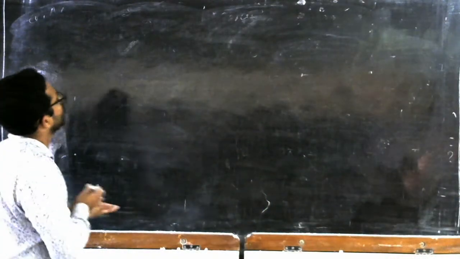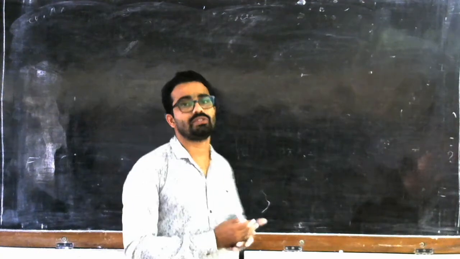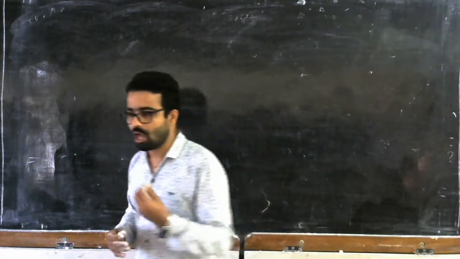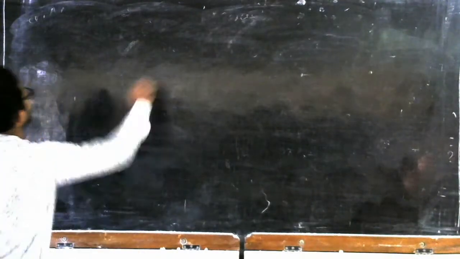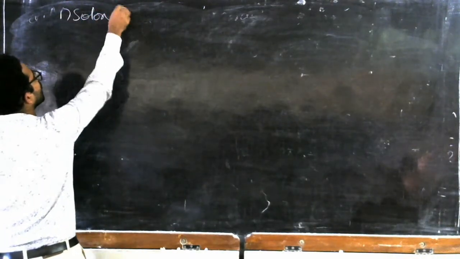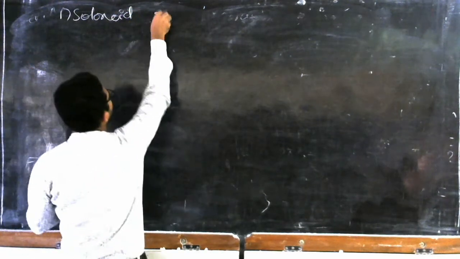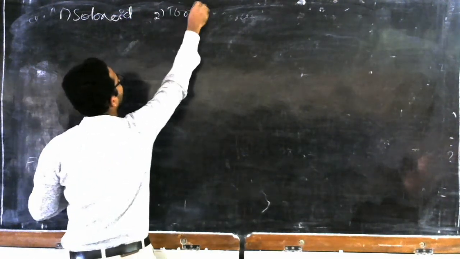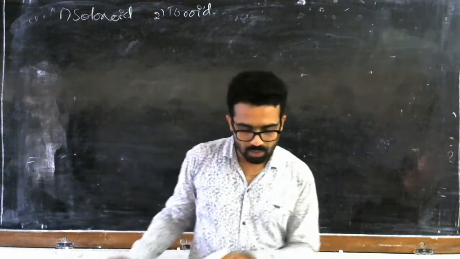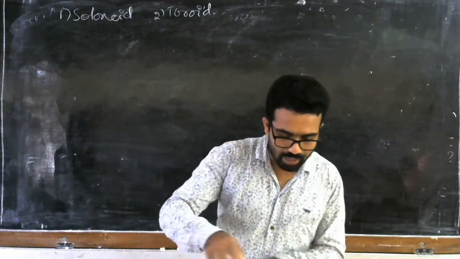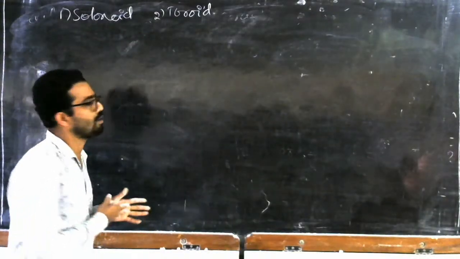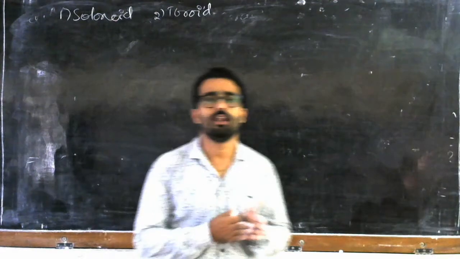Now there are two applications we are going to study of Ampere's circuital law. The first one is the solenoid. The second one is the toroid. These are the two kinds of devices which work on the principle of Ampere's circuital law.